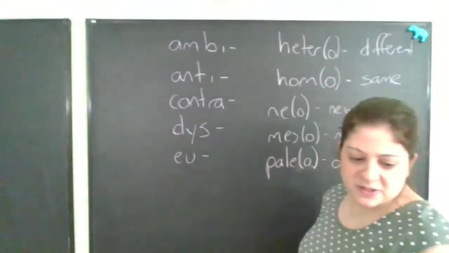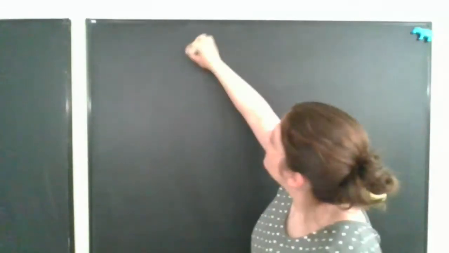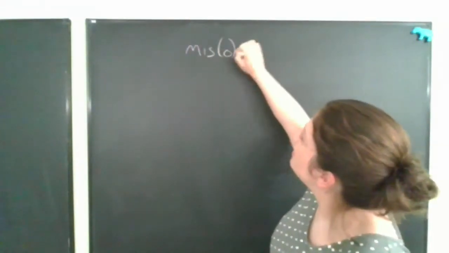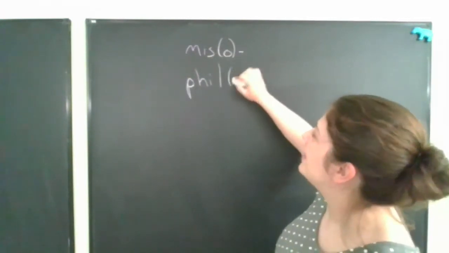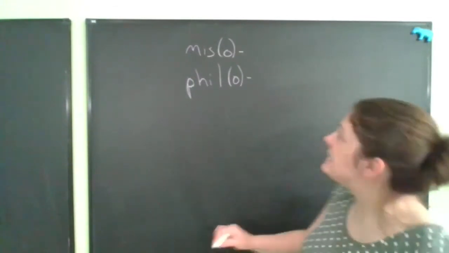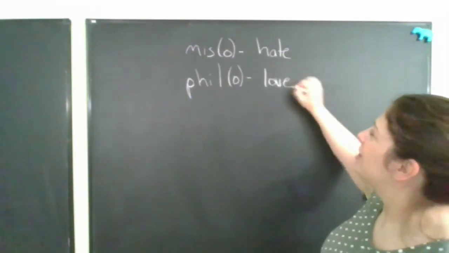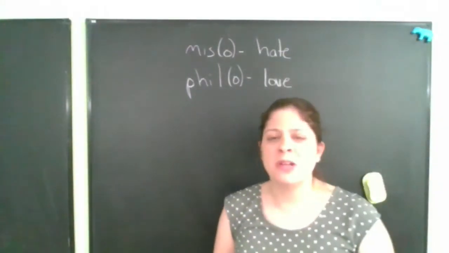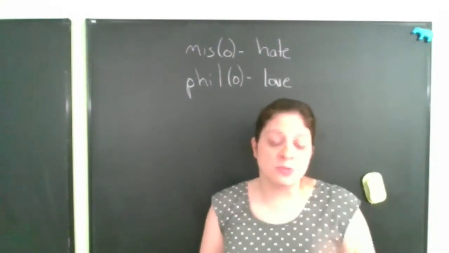All right, let's see, some others. Oh, another pair of opposites. We've got miso and philo. This O is very optional. We'll talk about that in a moment. So miso is hate. Philo is love. This is our general sort of distinction, both coming from the Greek, as did actually neo, meso, and paleo. I think I forgot to say that. But these both come from Greek.